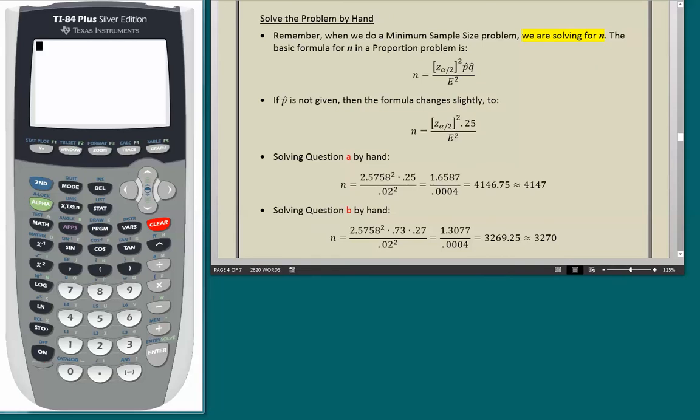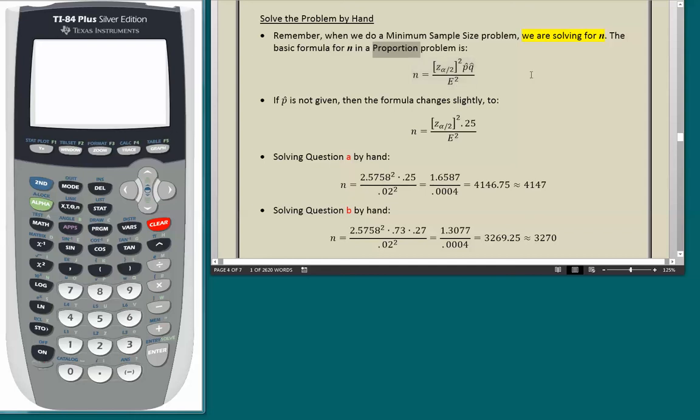If you don't have the calculator programs, it is not that difficult to do the problem by hand. The biggest obstacle is that you need to know how to find a critical value. Remember, what we're doing is solving this problem by hand. When we do a minimum sample size problem, we are solving for n. The basic formula for n in a proportion problem is n equals a fraction. The numerator is z alpha over 2, which is a critical value. You square that, times p hat times q hat, and that's all over e squared.